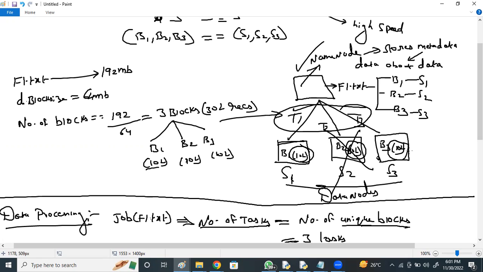That means two drawbacks you observe here. 10 lakh records are lost. The B2 block is lost. That is one. The T2 task will fail, and when the T2 task fails, the job also will fail. Right? So two things: storage wise, 10 lakh records are lost, and processing wise, the T2 task fails and the job also fails.